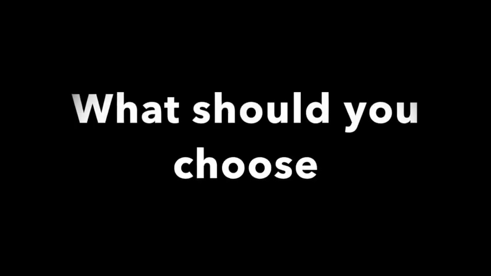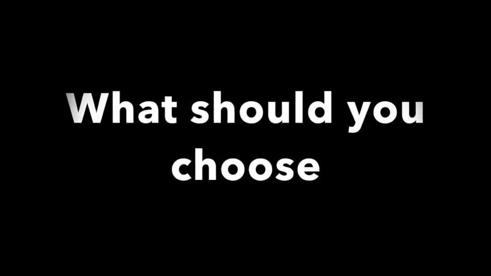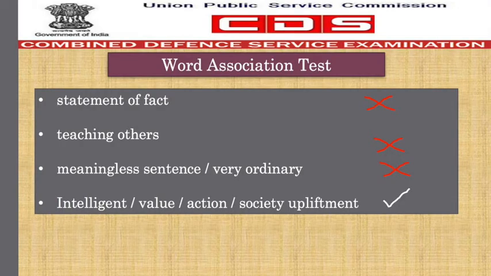Now the question comes is, what type of sentences should you make in your word association test? The first one, which is the statement of fact, does not prove anything in your personality and hence they should not be used in word association test. The second one, like teaching others, you should not resort to teaching others. Hence, such type of sentences are also not recommended. And third thing, meaningless or ordinary sentences, they prove that the person does not have an analytical mind and give a very negative impression of that person. Hence, they should be avoided.